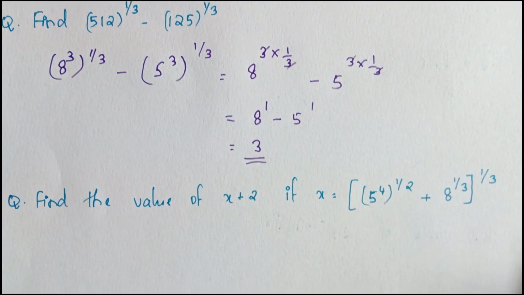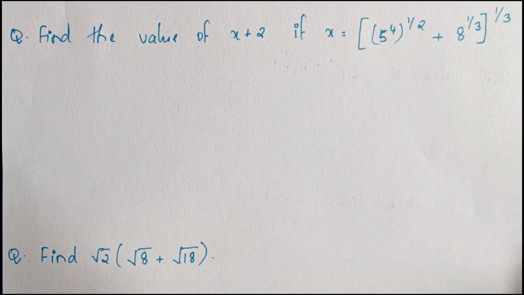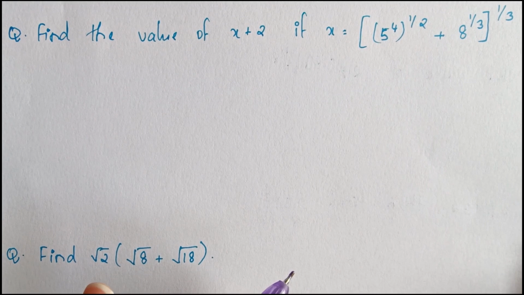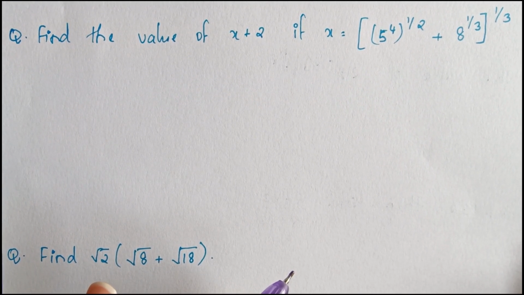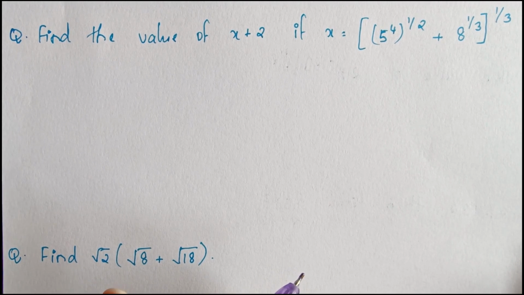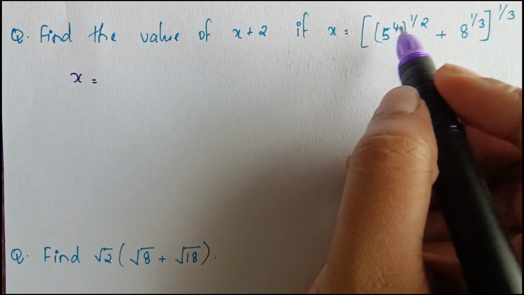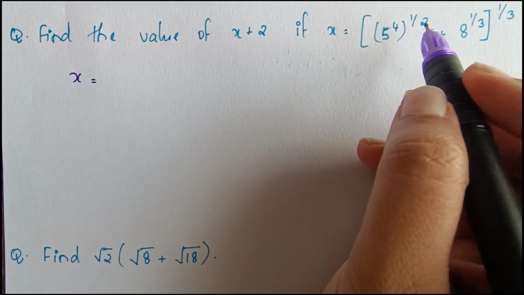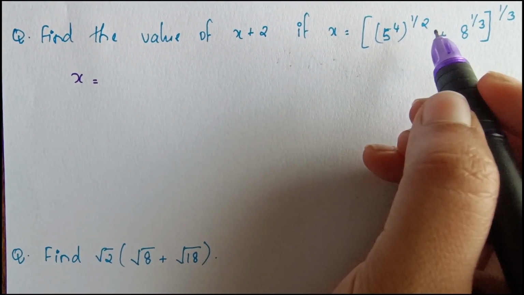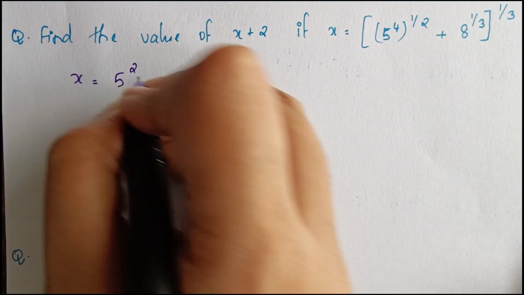Next question is, find the value of x plus 2 if x is equal to 5 raised to 4 the whole raised to 1 by 2 plus 8 raised to 1 by 3 the whole raised to 1 by 3. So x is equal to 5 raised to 4 in whole raised to 1 by 2, which means 5 raised to 4 into 1 by 2. So 5 raised to 4 into 1 by 2 is 5 raised to 2. That is 5 square.